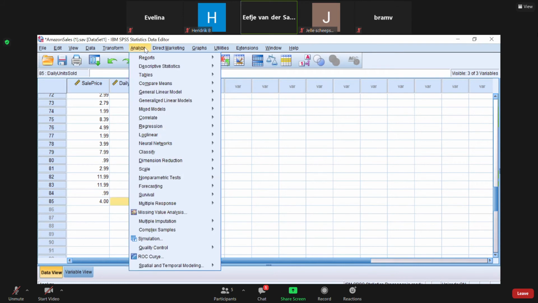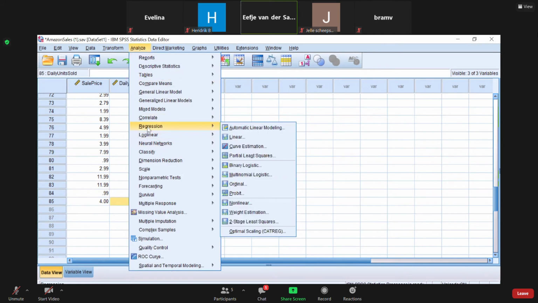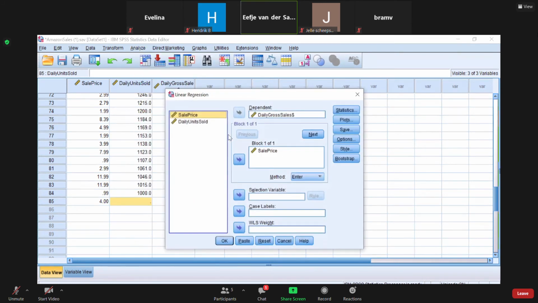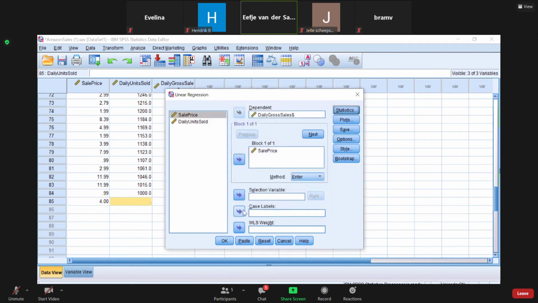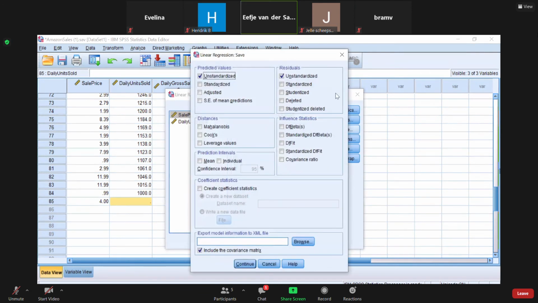So you go to Analyze, you go to Regression again, Linear, because we only do linear. This is still there, so that's great. Let's see if I want to untick this, because otherwise I get all those and I don't need them. I have daily gross sales and our sale price now. Okay, and now I go to plot. No, I go to save.